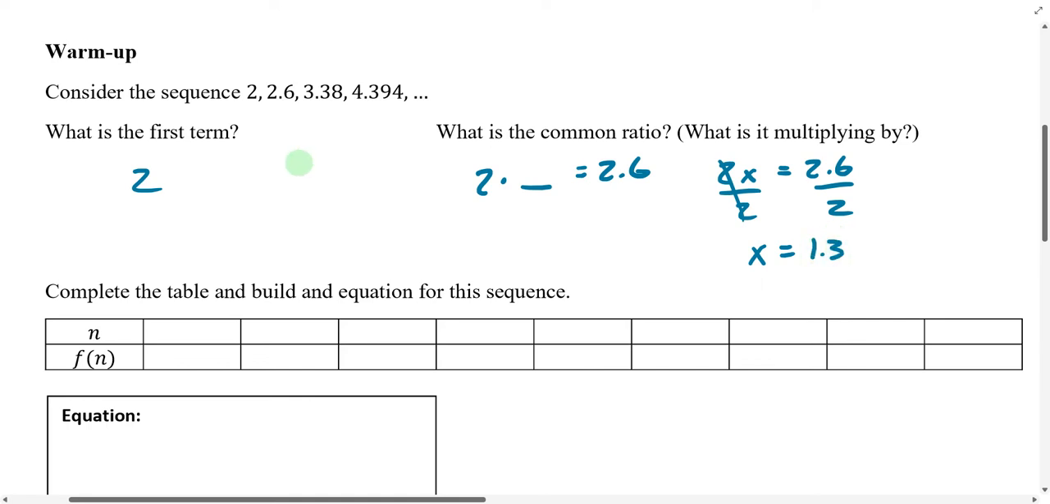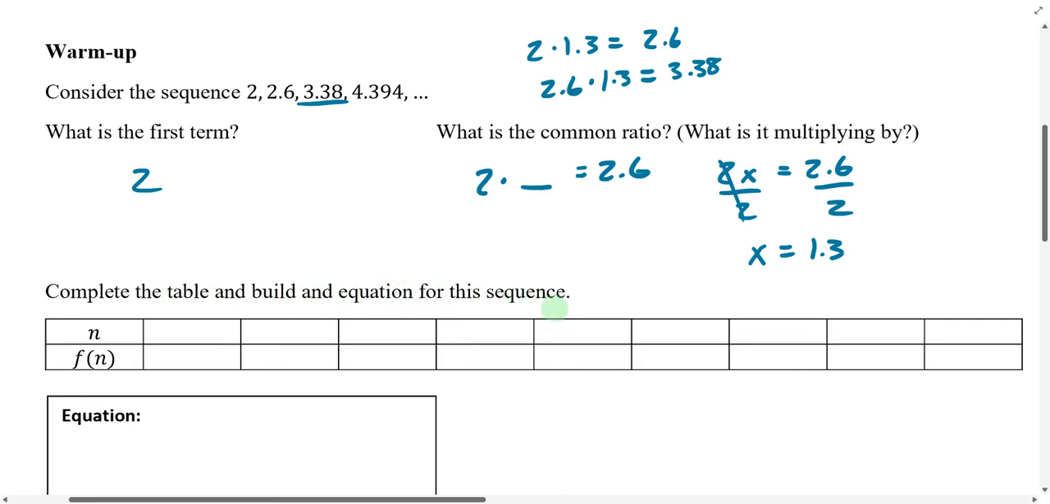So I'm going to test it out, right? If I do 2 times 1.3, we do get the 2.6. You can test this in your calculator. If I do 2.6 times 1.3, we get the 3.38, right? We get that next term there. And again, like I said, you can test this in your calculator to make sure that 1.3 is working, okay? And it will. All right, so I'm going to go ahead and set up my table here.